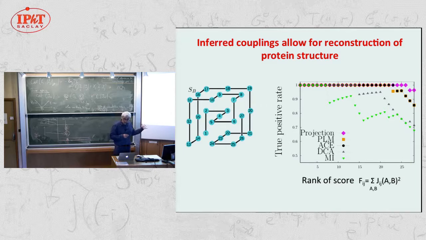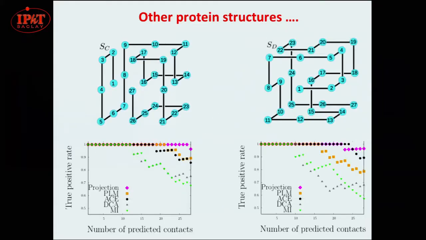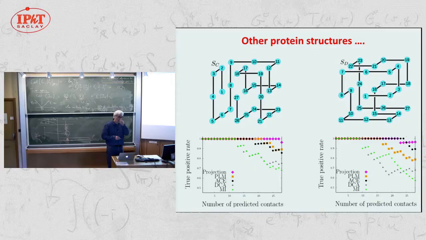Empirically, this is what people find in real data. This is for this structure, and this is true for other structures. Actually, the point at which this will go down depends on the particular structure. Some structures seem to be harder to predict than others.